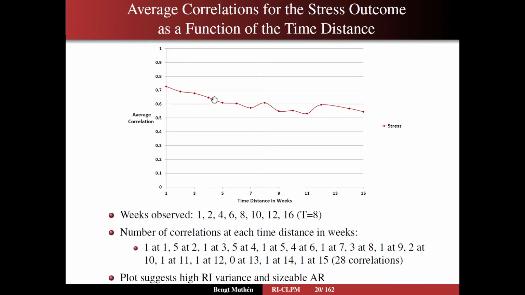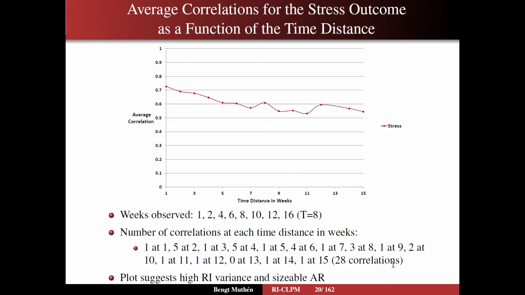Now this plot, of course, is in terms of observed values, not all having the same trustworthiness. For instance, for the last point, you only have one correlation that has the time distance of 15. That is between week 1 and week 16 in that case. So here you have the number of correlations at each time distance in weeks. It says that you only have one at a distance of 15. In total, there are 28 correlations.